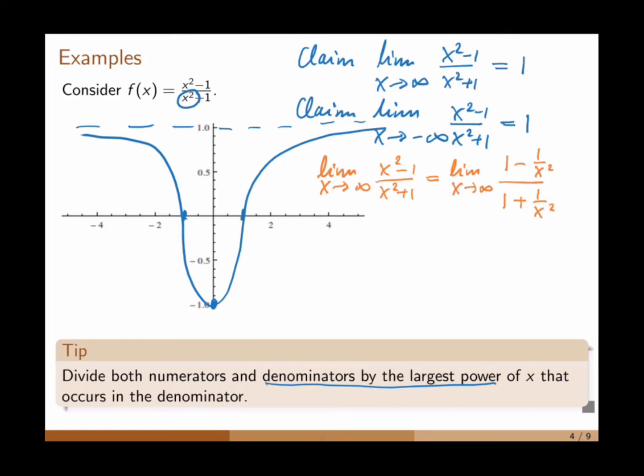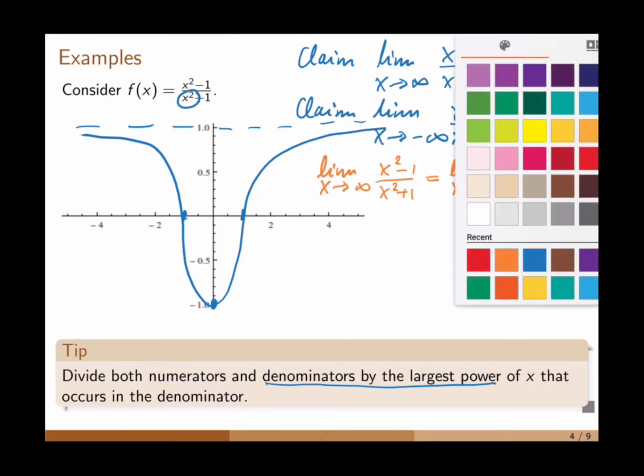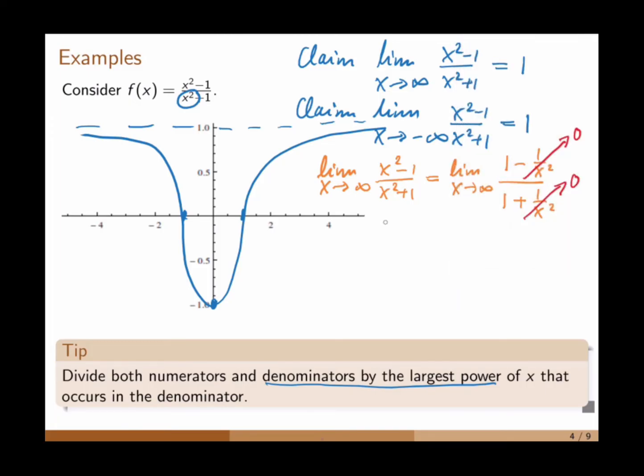And now I take a red pen and I look at limits which I can already compute. For example, 1 over x squared certainly goes to 0 as x goes to infinity. So then together we just keep the ones. So this is 1 divided by 1, which is 1. And this is exactly what I claimed, right? So the horizontal asymptote for x to plus infinity is 1.